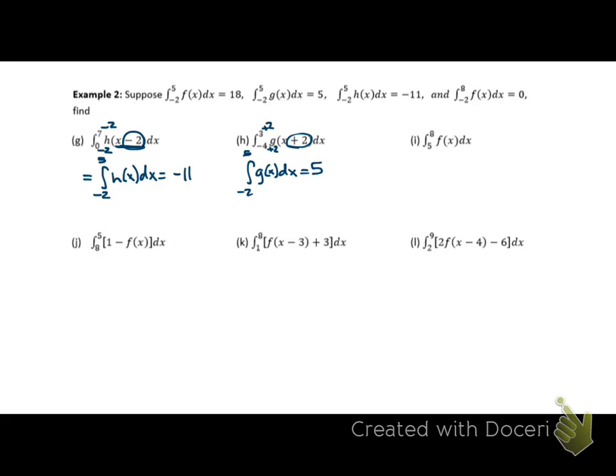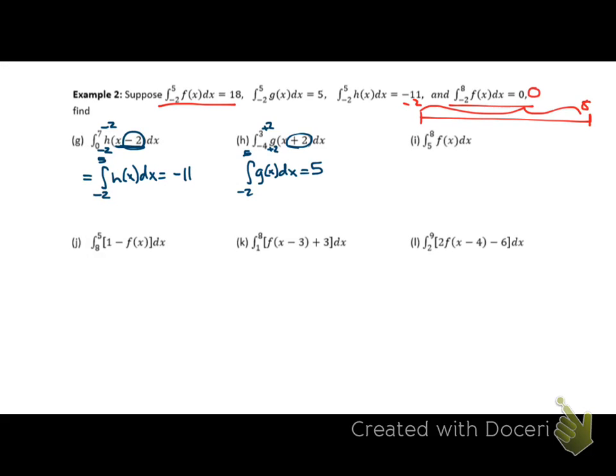I is going to take a little bit more work because we're going from 5 to 8 of f of x dx. So there's nothing tricky about the limits of integration, but we do need to use a little bit more intuition to figure out the integral from 5 to 8. Now, we know here in this problem 2 things about f of x dx. We know -2 to 5 and the integral from -2 to 8. Well, 5 is in there, right? 8 is in there. So we know that from -2 to 8, that's all the way across, that has an area of 0.